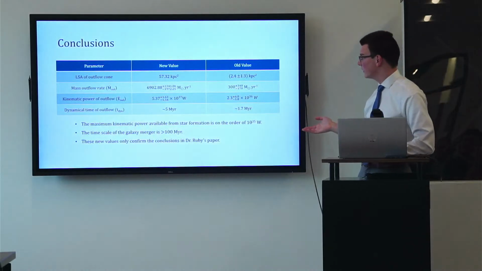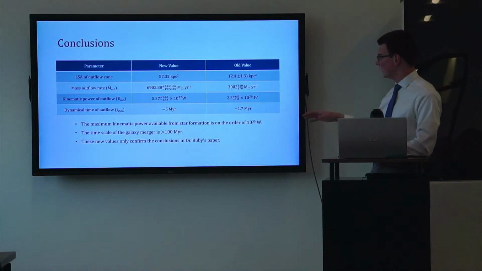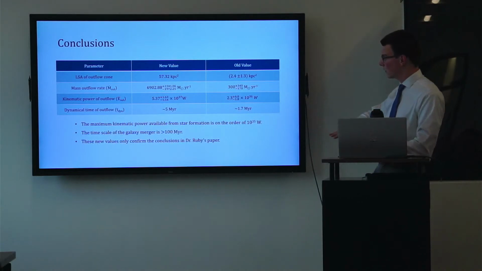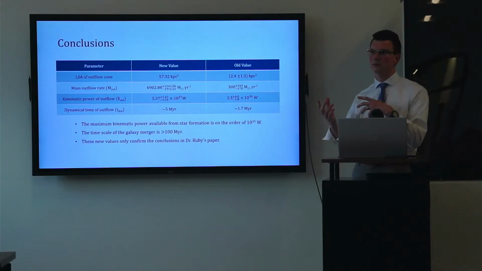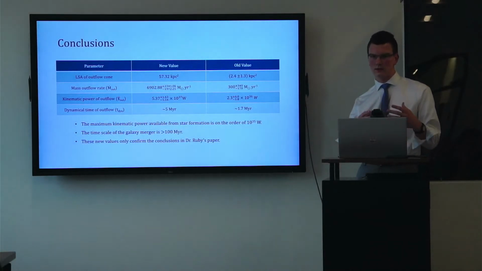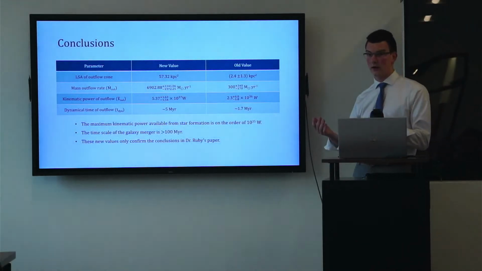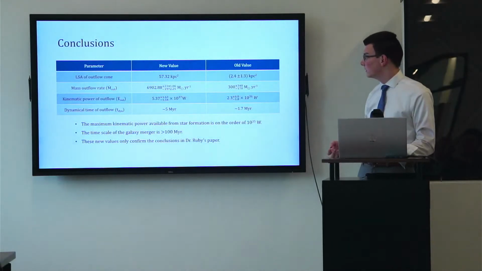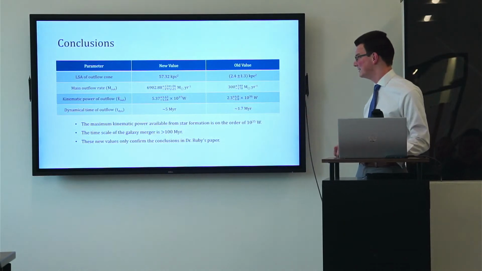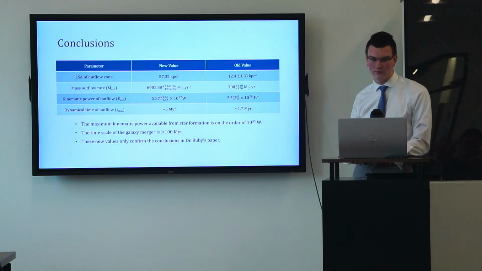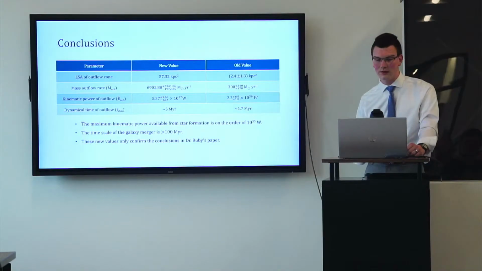And then with the dynamical time of the outflow, you can see my value is about 5 million years as opposed to 1.7. But again, the time scale of the galaxy merger is on the order of 100 million years. So the point of the dynamical time value is to see, okay, was this outflow triggered by the actual galaxy merger itself beginning, or is it triggered by, again, the AGN turning on? And since the timescale of the galaxy merger is so much larger than either of our values, it seems logical to conclude that it is being triggered by the AGN, not by the merger itself. So, yeah, largely, my results just confirm what Dr. Ruby concluded in his paper.